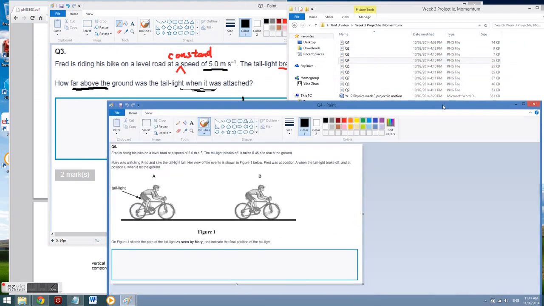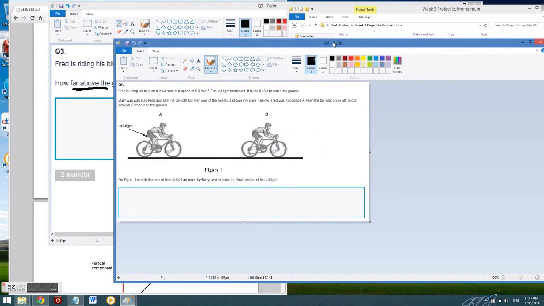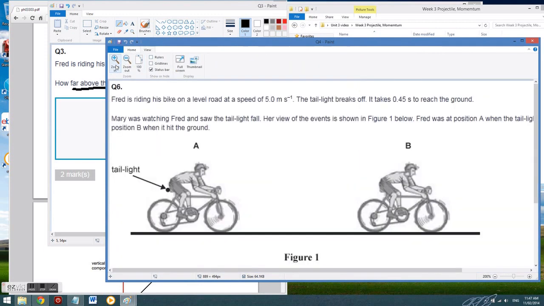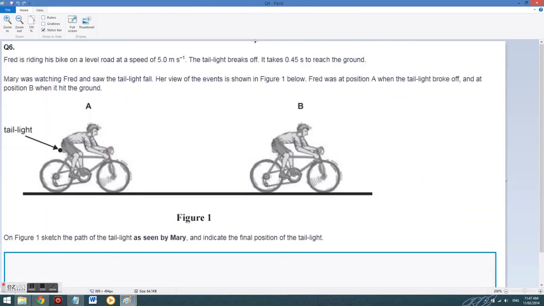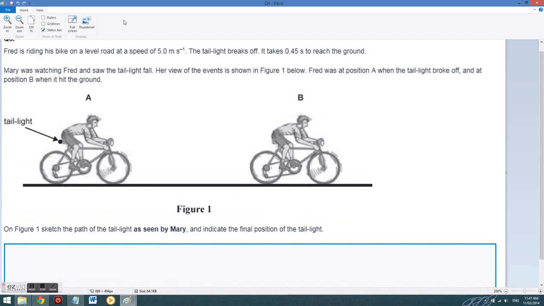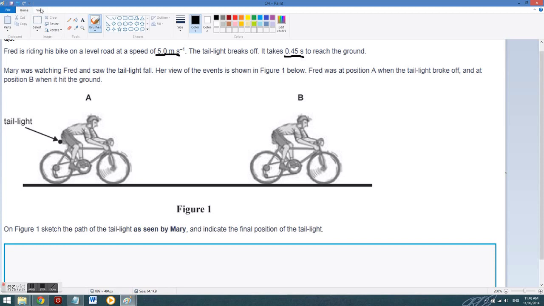Now let's go to the next question. It's the same question but with a picture. Now, his bike is riding on the road. Yep, we have a diagram. Sketch the path of the tail light as seen by Mary and indicate the final position of the tail light.